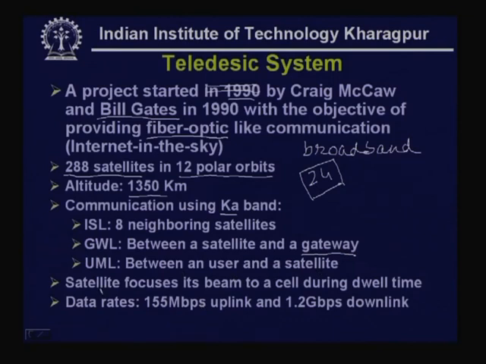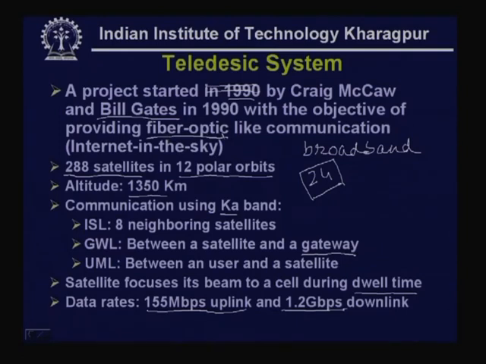And as we have already discussed, satellite focuses its beam to a cell during a dwell time, and it allows data rates of the order of 155 megabits per second for uplink and 1.2 gigabits per second downlink. I think such a high data rate is quite sufficient for any type of communication, both voice, video and data, and that is why we are telling that Teledesic system is being developed to provide fiber optic like communication, but it has the potential to cover the entire earth with 288 satellites.